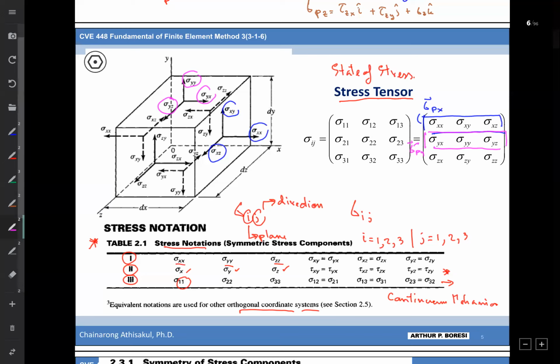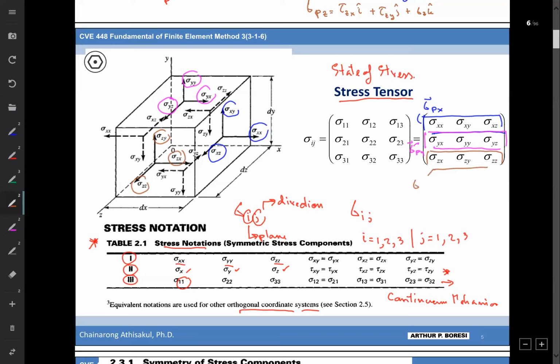And for the stress components along the c plane, we also have three components, representing sigma pc. At this moment, do you understand the stress tensor or the stress components? We normally call it the state of stress. In Thai we call it สถานะ stress. Actually, it is the stress at a point.